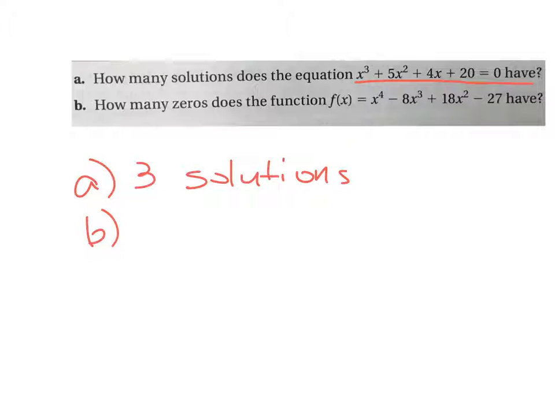The second part, how many zeros does that function have? When it's a function, we're going to call them zeros instead of solutions. Again, just look at the degree, which is the biggest exponent. It would have 4 solutions. That's all there is to it. Whatever the degree is, and degree means biggest exponent, that's how many zeros a function has or how many solutions an equation has.